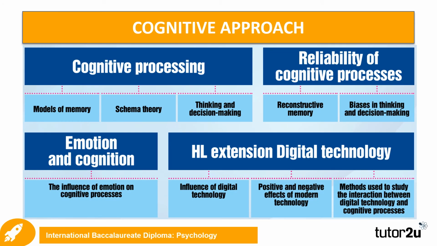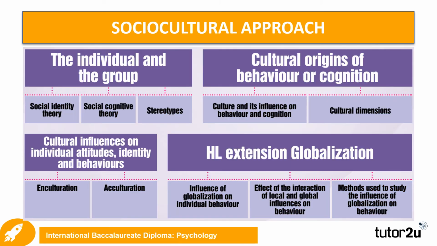Topics in the cognitive approach include cognitive processing, reliability of cognitive processes, and emotion and cognition. Only higher level students learn about the influence of digital technology on behavior. Topics in the socio-cultural approach include the individual and the group, cultural origins of behavior and cognition, and cultural influences on individual behavior. Only higher level students learn about the influence of globalization on behavior.